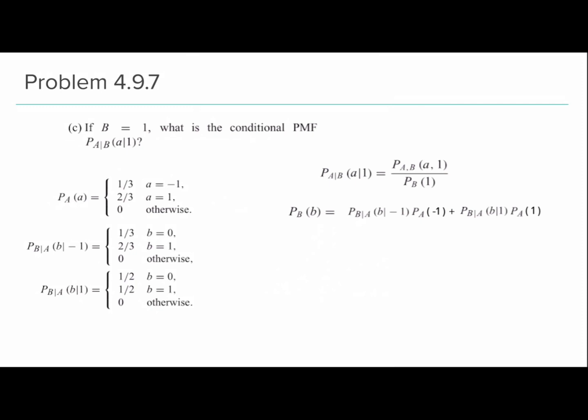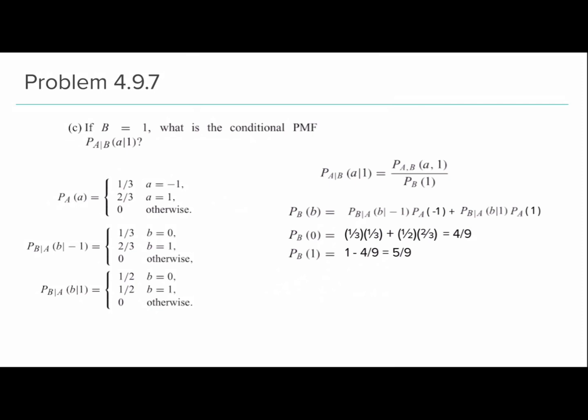So if we expand it and write it, since there are only two values of A, this will be equal to P of B given A equal to -1 multiplied by PA of -1, plus P of B given A equal to 1 multiplied by PA of 1. So all these values were given in the question, and we need to find this for all possible values of B, which are 0 and 1.